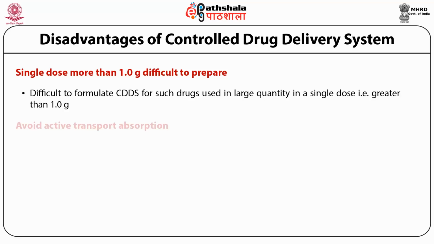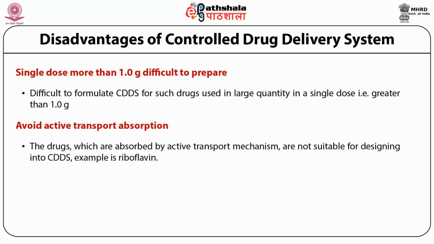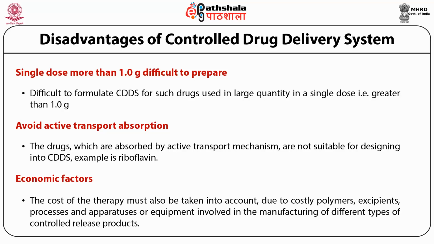The other factor is the avoiding of the active transport absorption. The drugs which are absorbed by active transport mechanisms are actually not suitable candidates for designing into controlled drug delivery system. A very classical example is that of riboflavin. The least but not last is the economic factors. The cost of the therapy must also be taken into account since more costly polymers, excipients, processes and apparatuses or equipments are involved in the manufacturing of different types of controlled release products.